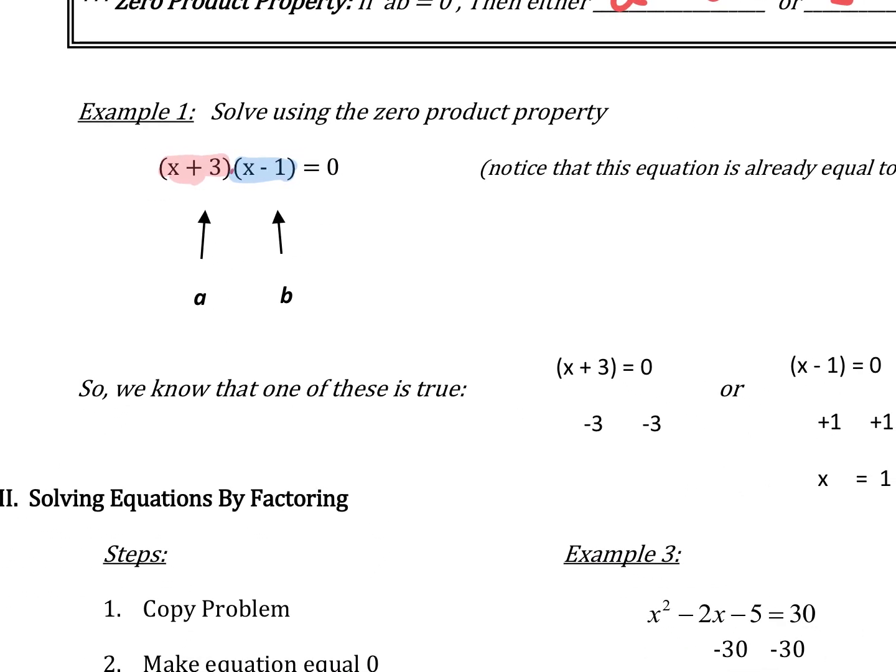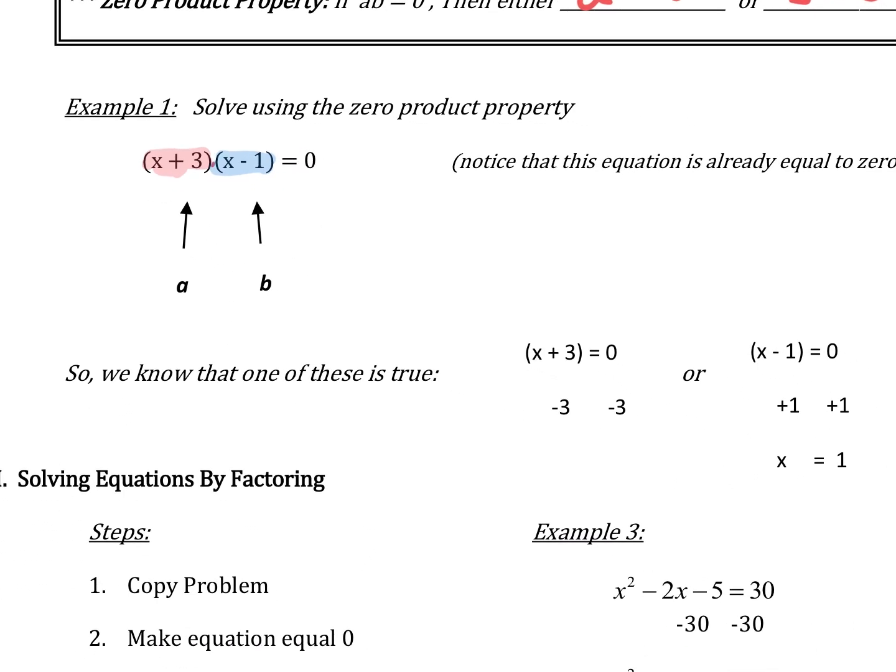So we can make two equations from that. We can say either x plus 3 equals 0, and we can subtract 3 from both sides, and that will give us the answer x equals 0 minus 3, which is negative 3. Or x minus 1 equals 0, the second one. So we can add 1 to both sides, and we get x equals 1. So we see that if it's in this form, it's really nice, because if these two things multiply to 0, one of them has to be 0. We can make two equations.